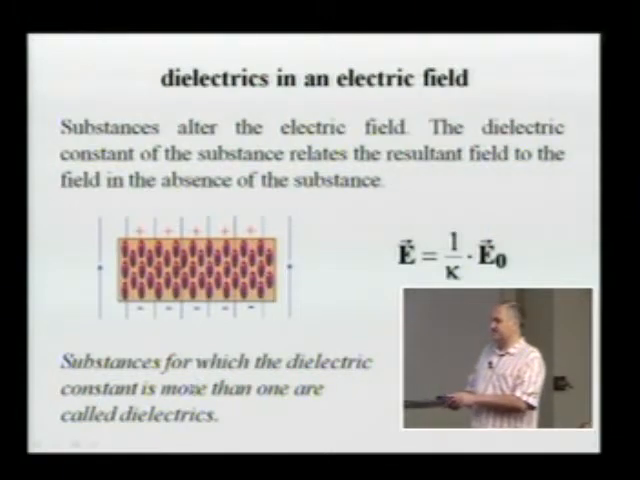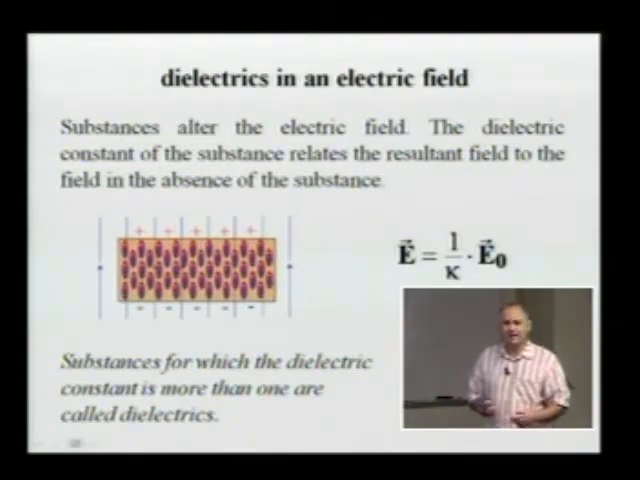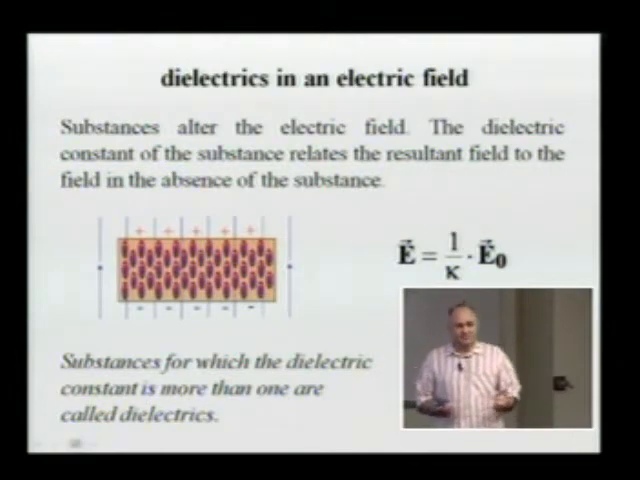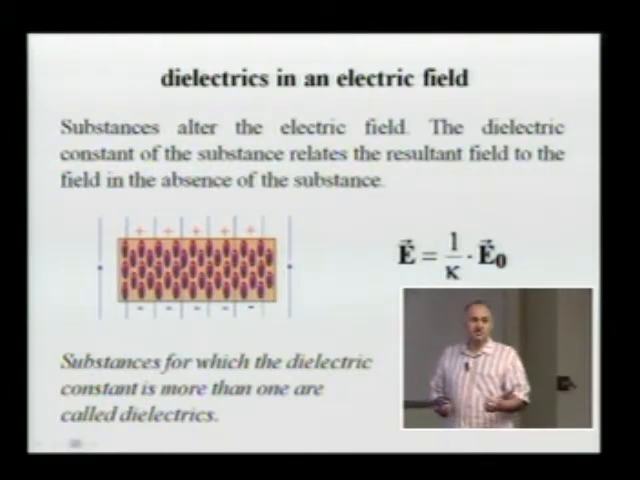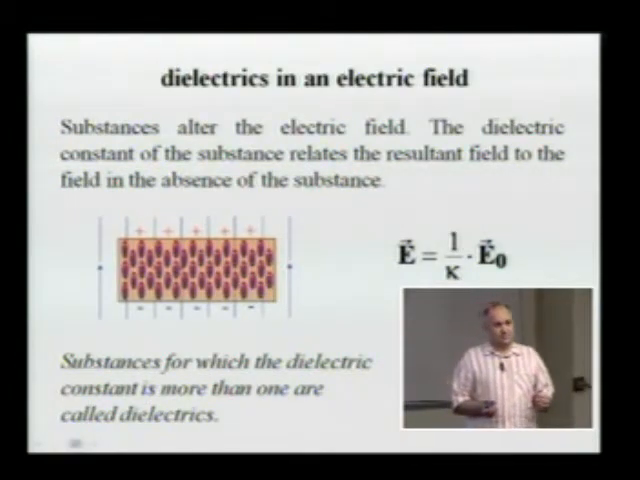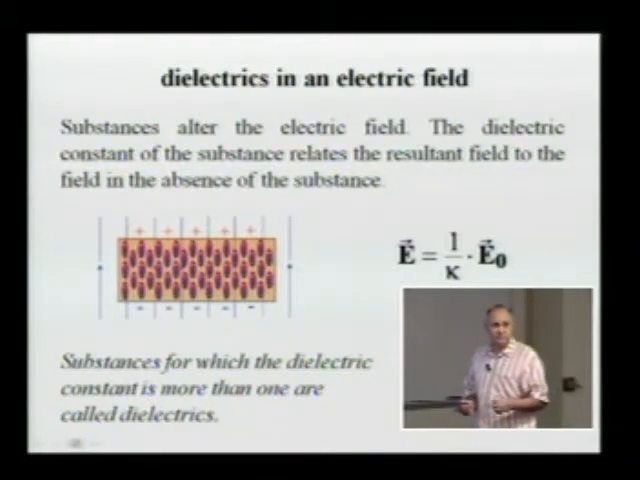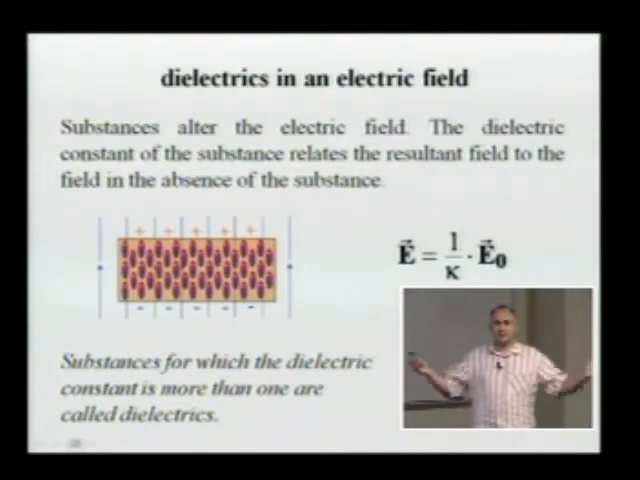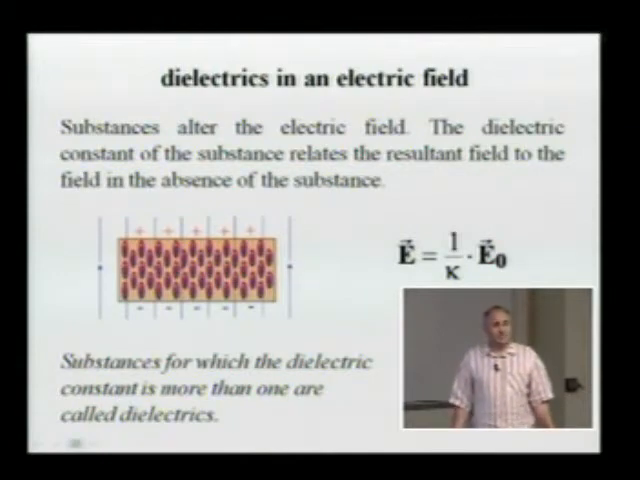And all substances for which the dielectric constant is more than 1 are called dielectrics. Dielectrics are actually quite important in making a certain type of electronic devices called capacitors. We will talk about them pretty soon, because right now we discuss more generally what happens in nature, but later on we are going to think about how to build electronic systems.